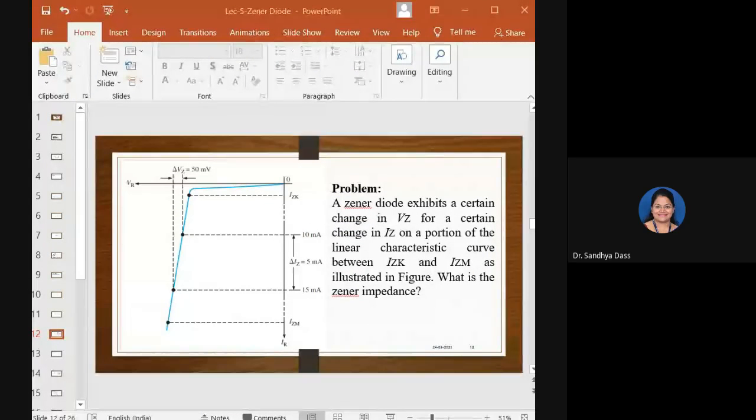All right, how do we measure the impedance here? So obviously it is the ratio of change in the voltage to change in current, right? The change in voltage is given as 50 millivolts, and the change in current is given as 5 milliamps. So by simple Ohm's law, the ratio of delta Vz to delta Iz will be the impedance, right? So 50 millivolts by 5 milliamps will be the answer.